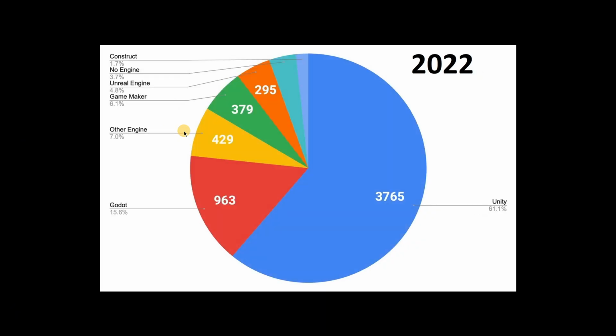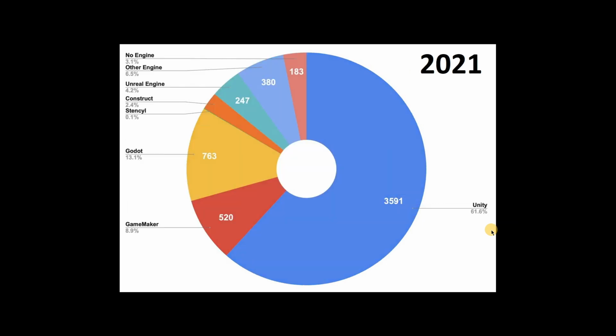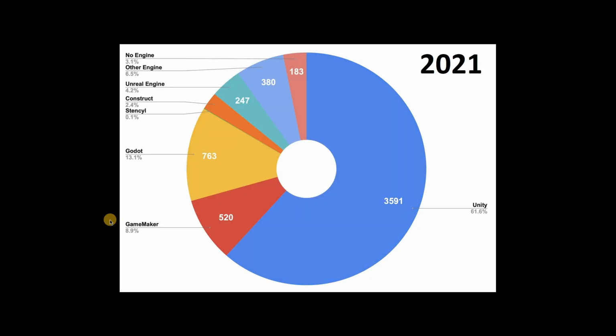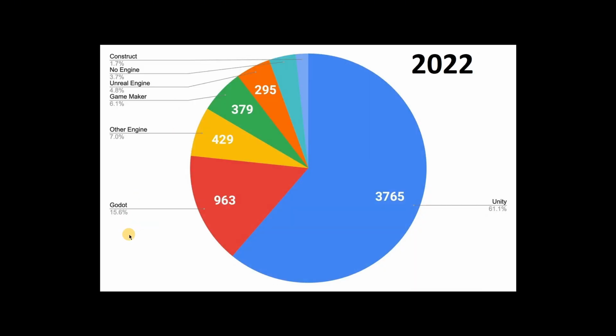And now the case in 2022 is once again good for Godot and better than 2021. Unity's percentage stayed quite similar, we had 61.1, and 2021 was 61.6, so a little bit fewer people using Unity, but it was still quite a solid number of people. But what we can see here is Godot had over 15% of people, whereas it used to have 13, and here Game Maker used to have 8.9, and here it had 6.1.